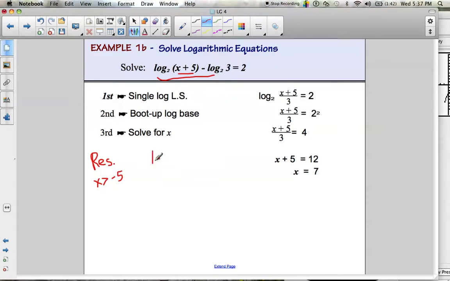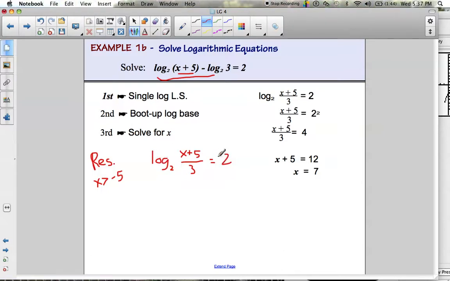So we write log base 2, and then subtraction means division of these arguments. So (x + 5) all over 3 equals 2. Okay? Now, this is a little different because we can't just cross out the logs like we did in the last example.